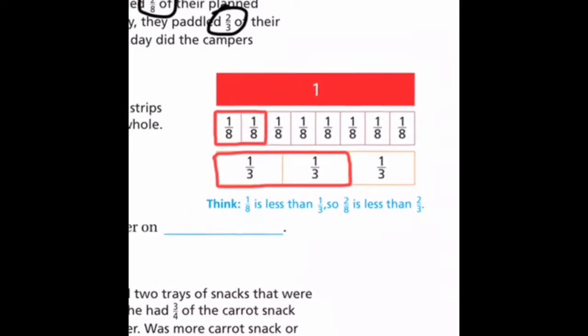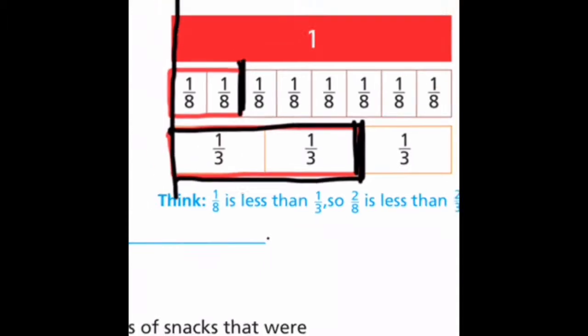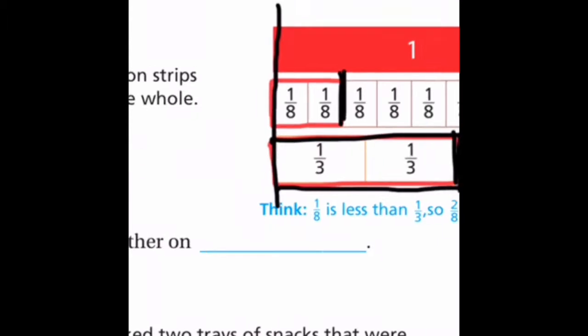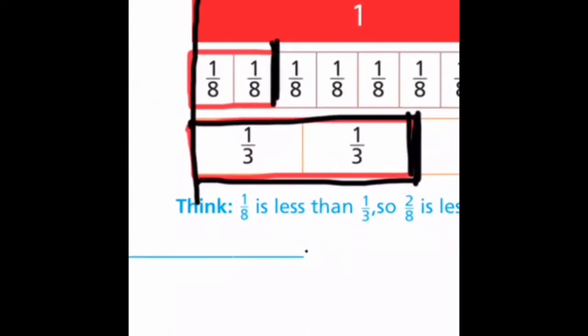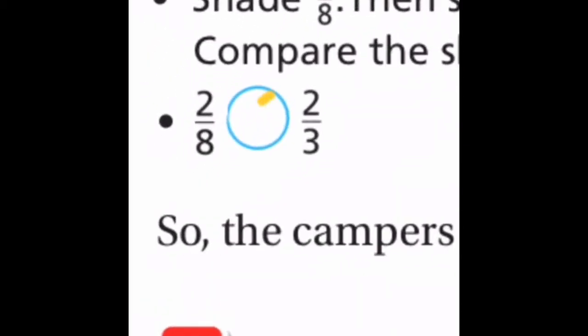Okay? And so we can look at the fraction strips, and it's much easier to determine which one's bigger. The 2/3 goes way out here, where the 2/8 stop here. And so if you start from the beginning, which is that line there, 2/3 is a bigger section than 2/8. Okay, so I shaded them in. 2/8 compared to 2/3. 2/8 is smaller than 2/3, so we need to make sure we write the correct symbol in there. 2/8 is less than 2/3.